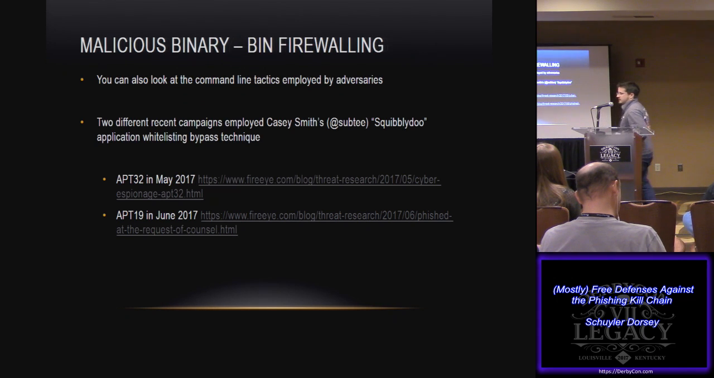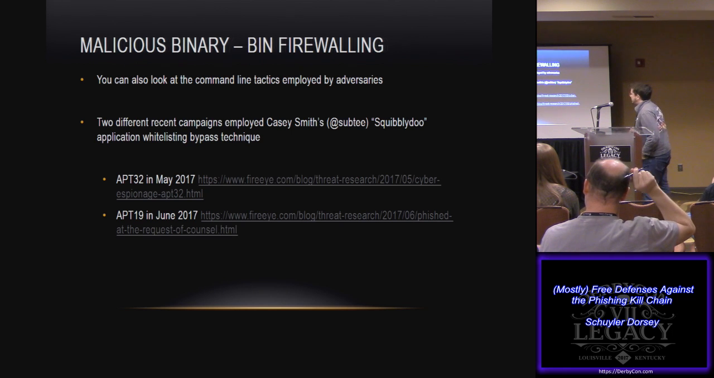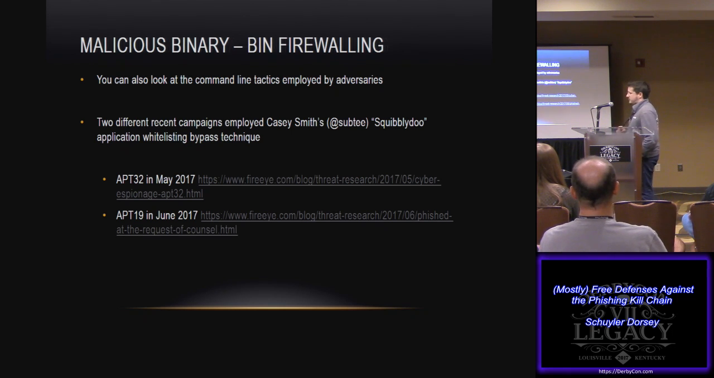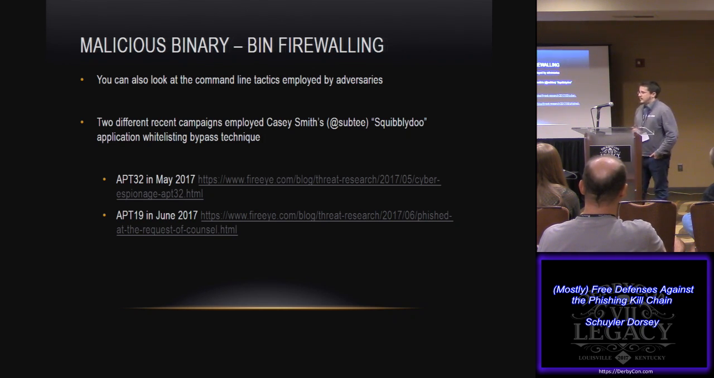Another thing we can look at doing is the firewalling that I mentioned. This is based on the command line activity that a lot of the attacker groups are using whenever they're going to actually execute their malware. As an example, there were two recent campaigns that employed one of Casey Smith's application whitelisting bypass techniques, from a couple different actors as well, APT32 and APT19.